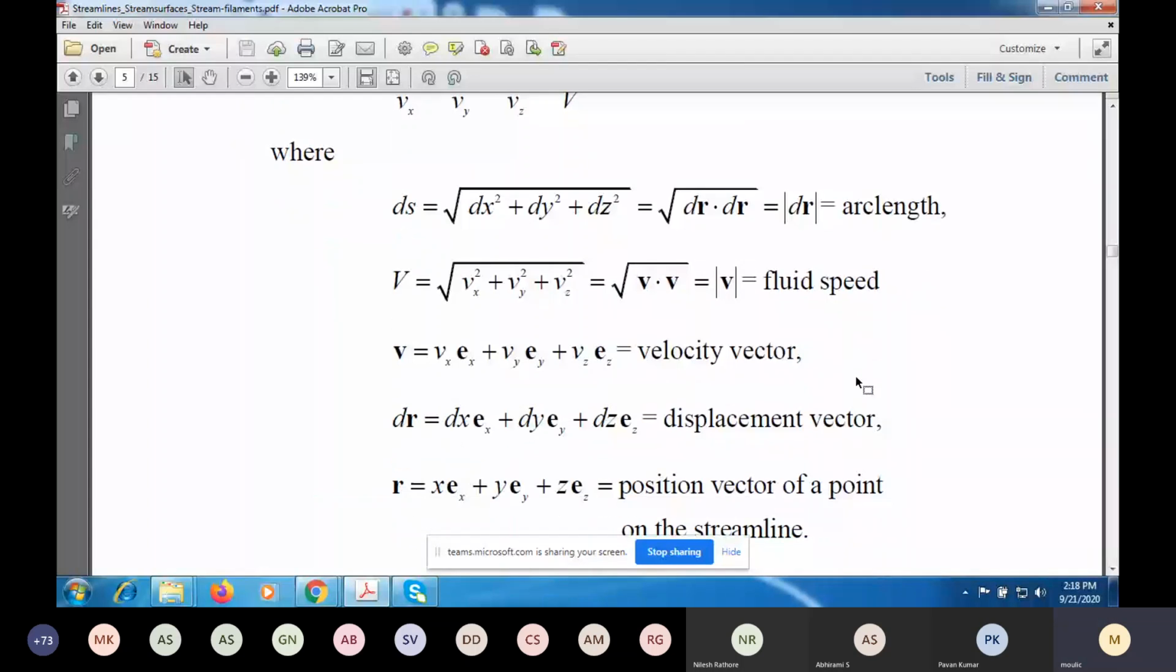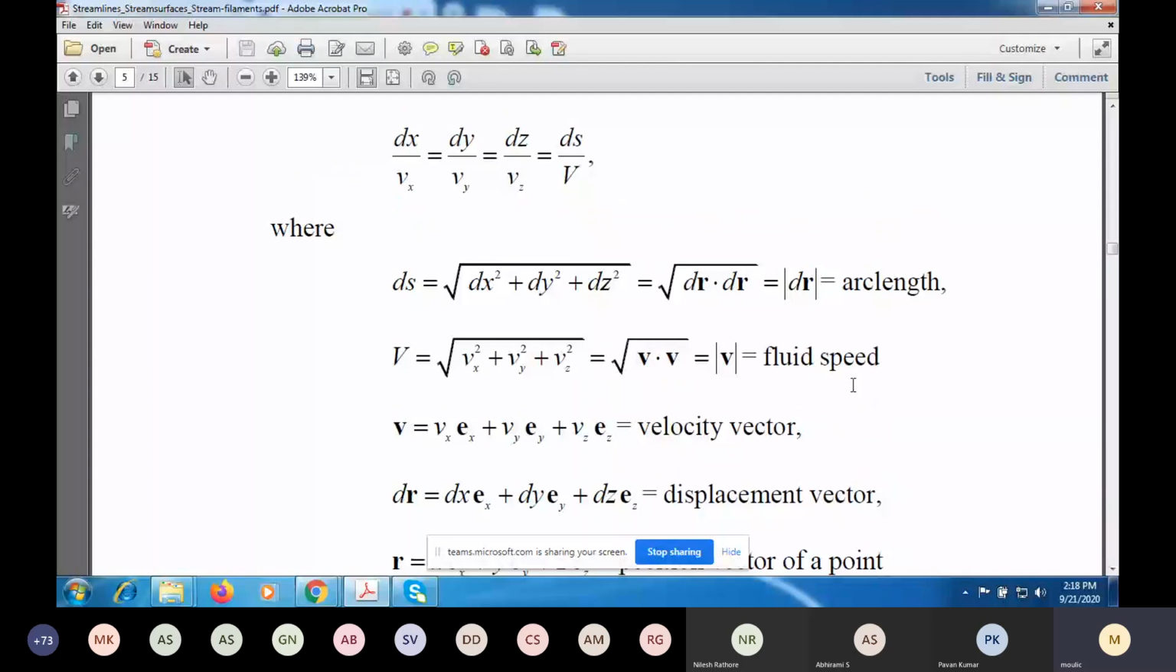So you would have seen the first three equations in a course or any book on fluid mechanics. You might not have seen the last one, that each side is equal to ds upon V. But this will be required when we look at Euler's equations of motion in streamline coordinates.